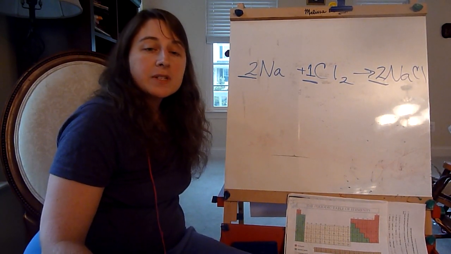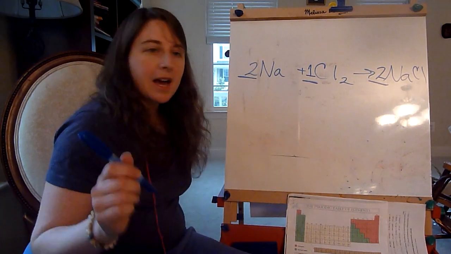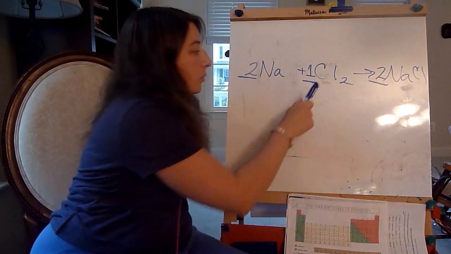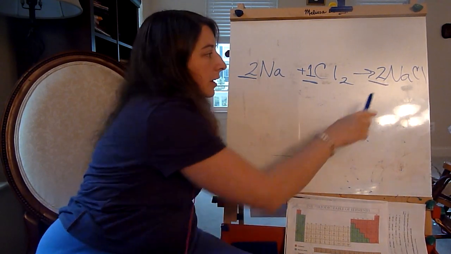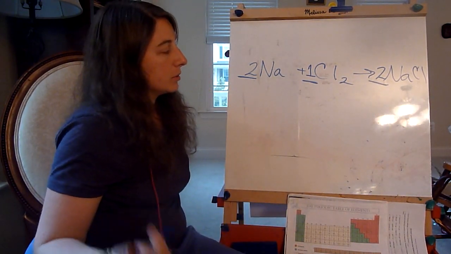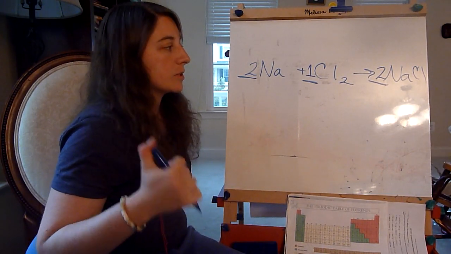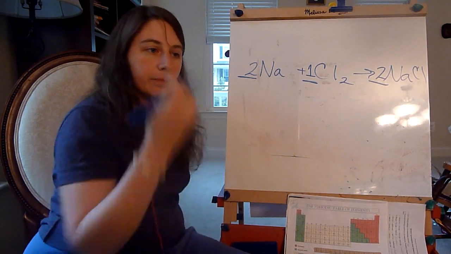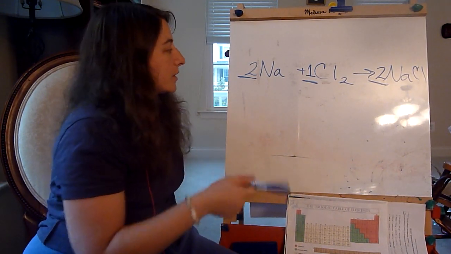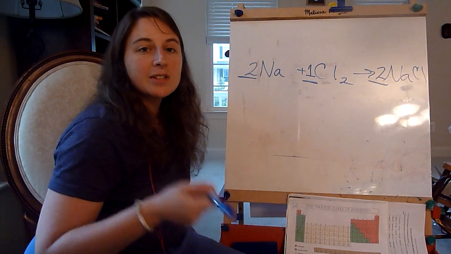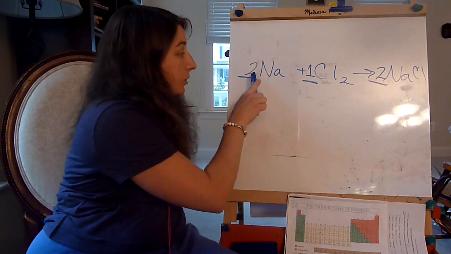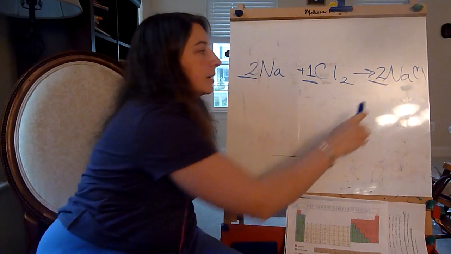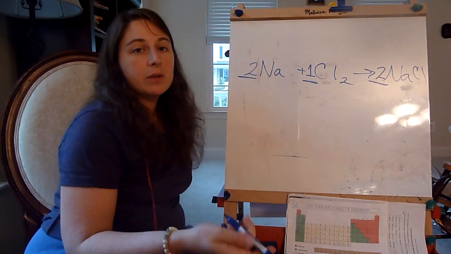So these help us to compare not just atoms. We could say we take 2 atoms of sodium and 1 molecule of chlorine, and we produce 2 molecules of sodium chloride, NaCl. And that is completely true, right? But the stoichiometric coefficients also mean that if you take 2 moles of sodium and react them with 1 mole of chlorine, then you produce 2 moles of sodium chloride.